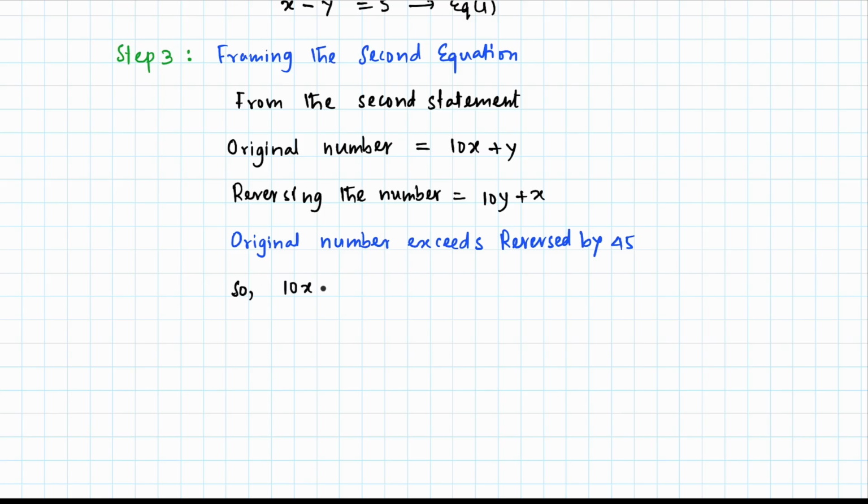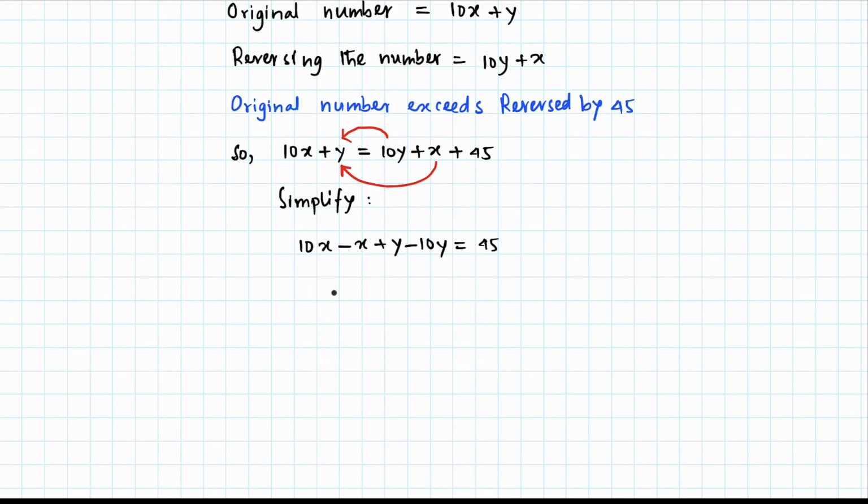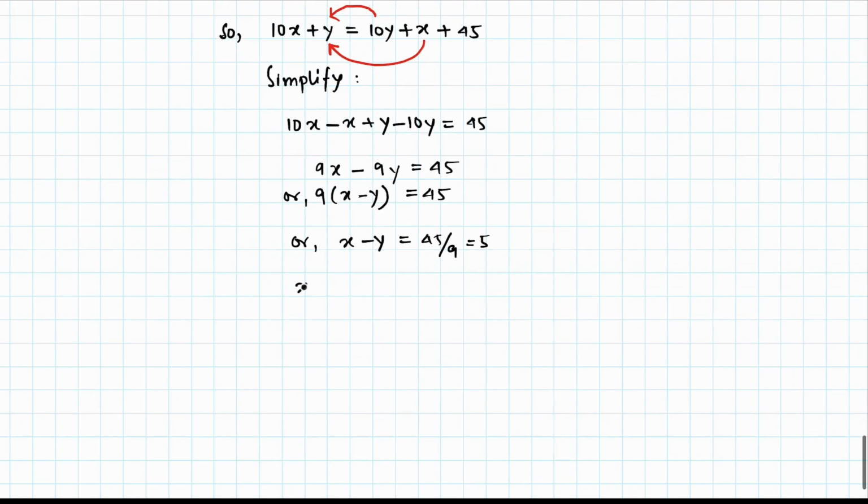So what we can write, 10x plus y equal to 10y plus x plus 45. So that means if we reverse it, then the original number will exceed by 45. Simplify this: 10x minus x plus y minus 10y equal to 45, taking 10y and x from right hand side to left hand side. Then 9x minus 9y equal to 45. Then taking 9 common, x minus y becomes 45 by 9, that is 5, equation 2.